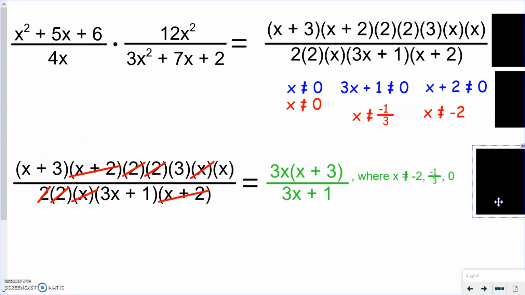Then you write your restrictions. So make sure you follow steps in order. So step 1 is factor, step 2 is restrict, step 3 is cancel. If you cancel before you do restrictions, you will miss restrictions. Because some people think there's only one restriction here, but they forgot there was the original x and this x plus 2.